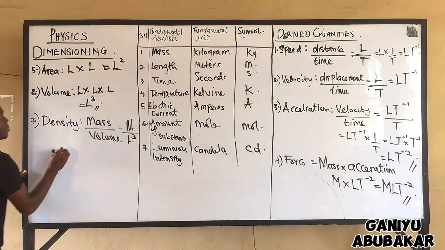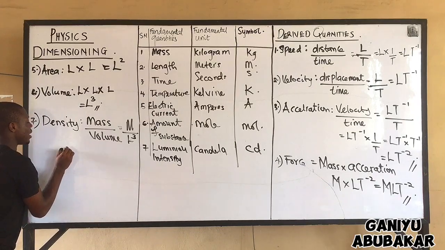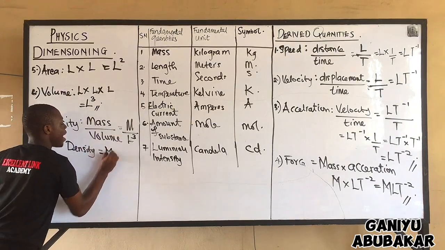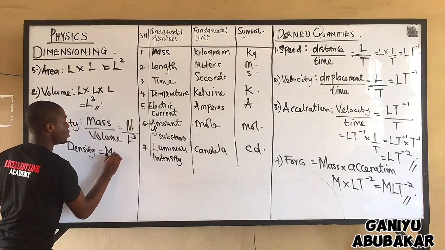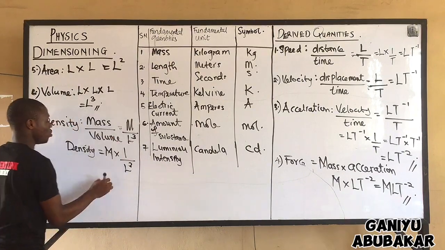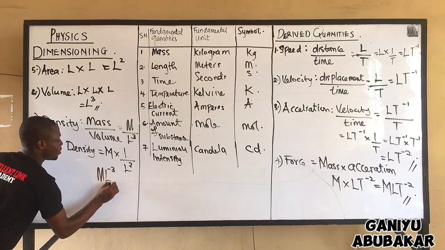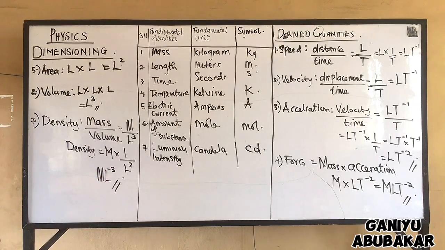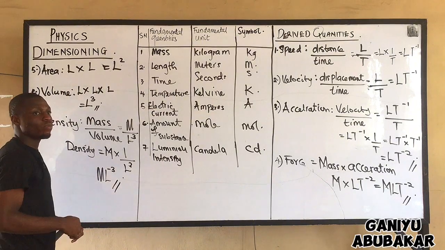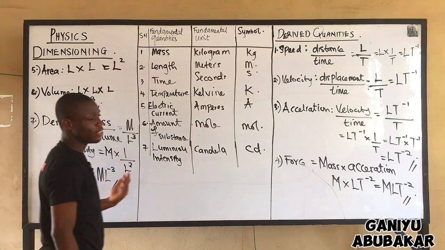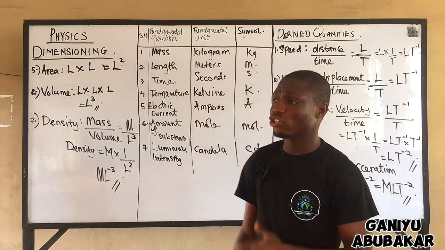Let's get the dimension for density. So density now is equal to M, I shift this denominator out, times 1 over L cubed. This one here in indices becomes ML to the power minus 3 as the dimension. Alright, I'm having ML to the power minus 3 as the dimension for density. Let's discuss one more concept. Let's discuss pressure.